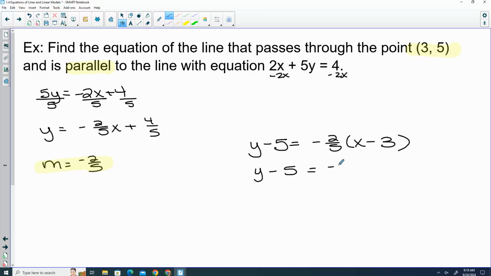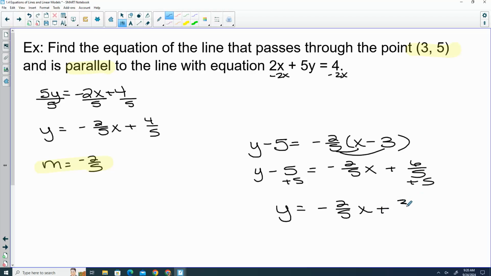So if we distribute, negative 2/5 times negative 3 is a positive 6/5. Add over your 5. So we get negative 2/5 x plus 31 over 5.